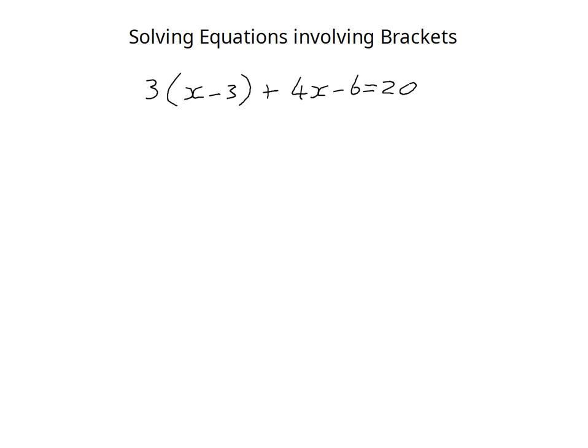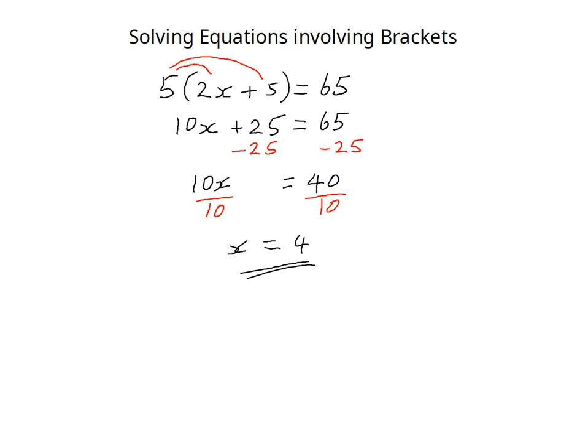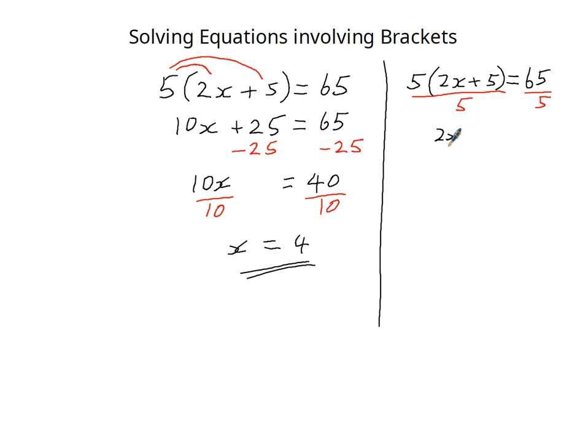The reason that I asked you to multiply out the brackets in the previous few is because once you reach a question like this, the process that we could have done with the previous one. So if I go back to this one, I'll just do a little line. I could have divided by 5 at the start, as I described verbally in the first example. I could divide by 5 here, and then that would give me 2x plus 5, so that 5 cancels with this one. 65 divided by 5 is 13.